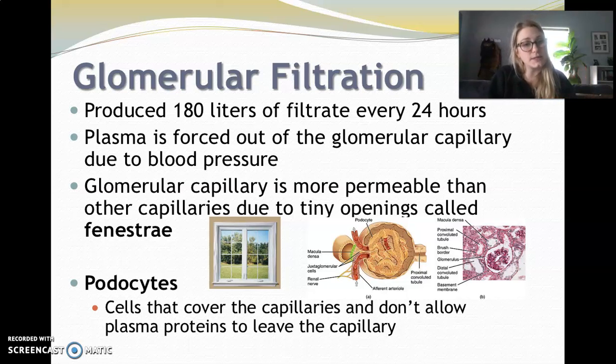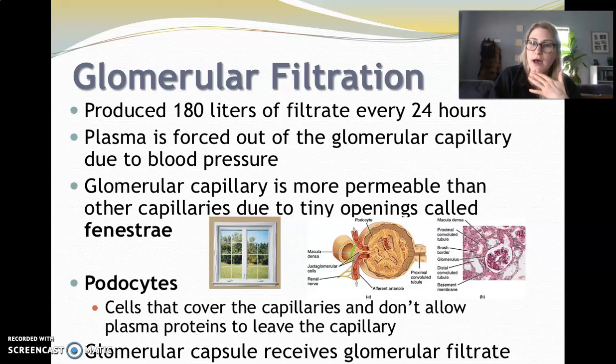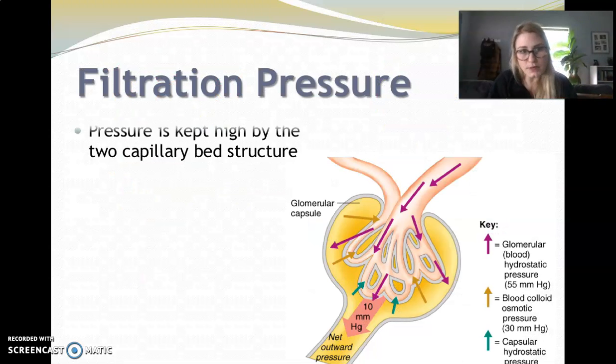is forcing plasma out into the Bowman's capsule. So there is that fluid pressure, that filtration pressure, which is forcing it out, and in the end we get a fluid called glomerular filtrate. So filtration pressure is kept high thanks to the capillary bed structure because it is a very small space and there's a lot of fluid going in there.